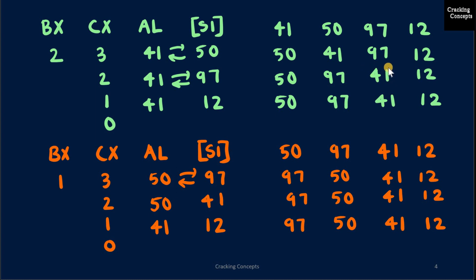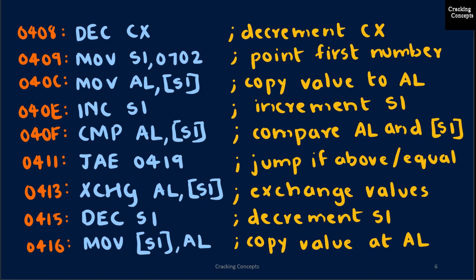But the new location of 97, which was copied to AL, doesn't have a place in memory. That is, it is not stored in any of the addresses we mentioned before. Now, to store it in this particular location, which is one less than the current location of SI, we'll decrement SI and point it to the old location of 41, where we'll be copying 97. That is why these steps are performed here.